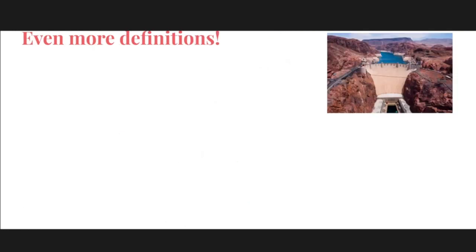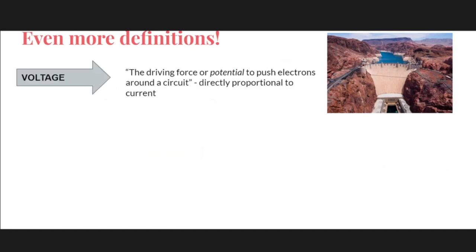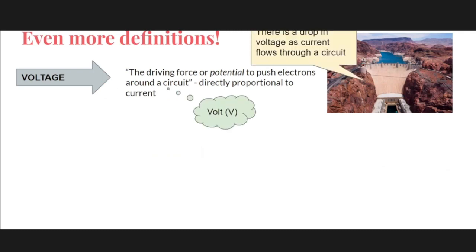Cool. So this is the dam metaphor. The voltage in that metaphor would be the driving force, so the distance, the potential that the water has to flow. That could be described as the voltage, and it's directly proportional to the current. And that's measured in volts. So there is a drop in voltage as the current flows through the circuit.